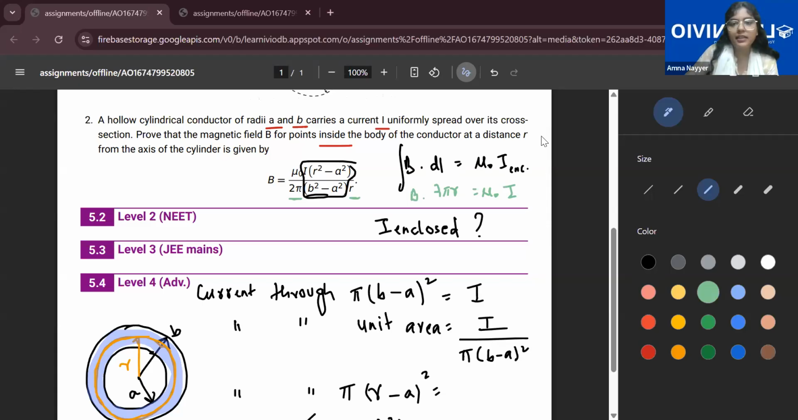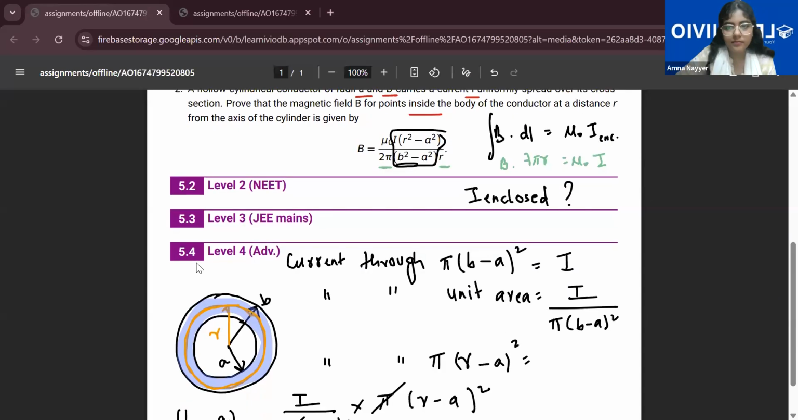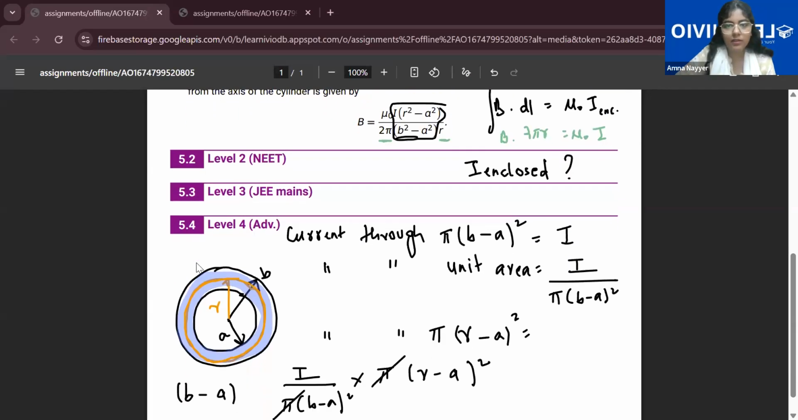The thing is that here we do not have the radius as r only. The radius is in terms of the concentric radius. Is this clear? Okay, please note it down then.